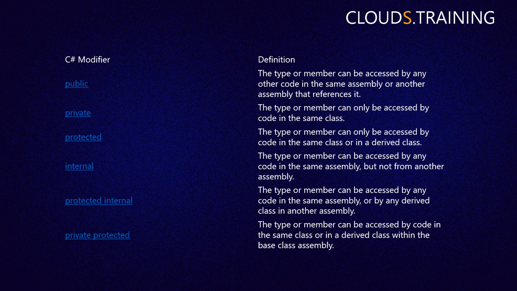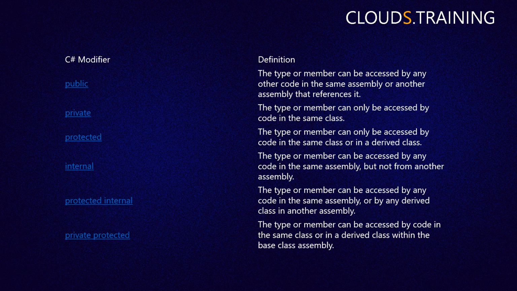Another one is protected internal. When we define the access modifier as protected internal, the type or member can be accessed by any code in the same assembly or by the derived classes in another assembly.